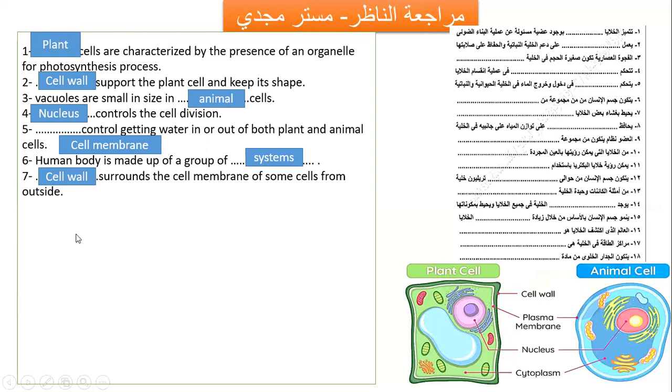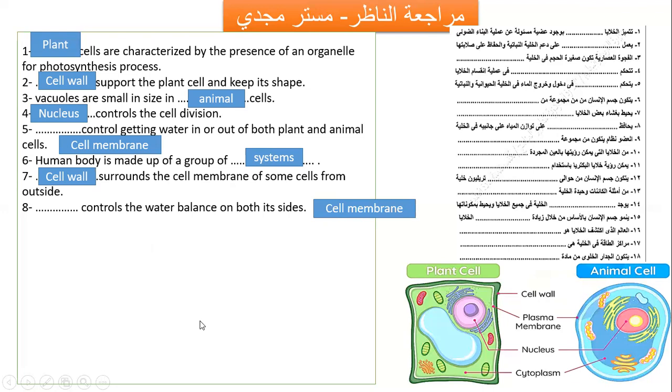Okay. Number 8. What controls the water balance on both its sides? Yes, we have said this. The membrane controls the water balance. When much water enters the cell, the membrane allows some water to get out of the cell to keep water balance on its both sides.